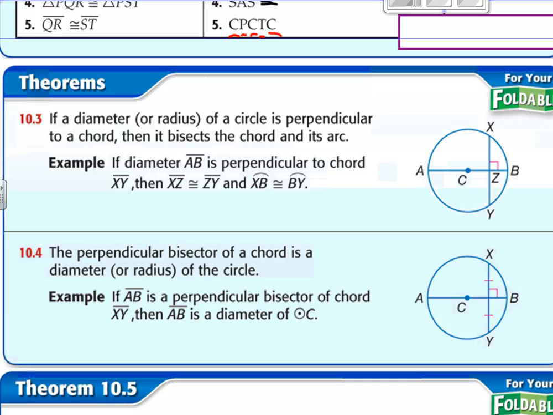Now, in these next couple theorems, I'm going to tell you some extra information that will help you get problems right as you go through this. These two, 10.3 and 10.4, are very related. So I'll read 10.3 first. If a diameter or radius of a circle is perpendicular to a chord, then it bisects the chord and its arc. So we're going to write: if diameter, and we'll just know or radius, is perpendicular to a chord, then it bisects the chord and its arc.